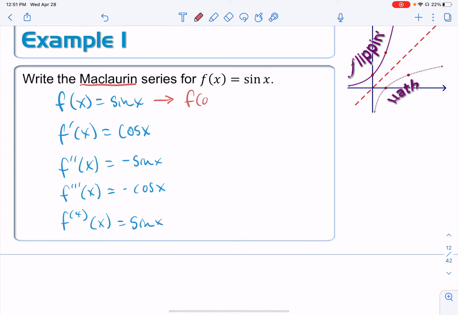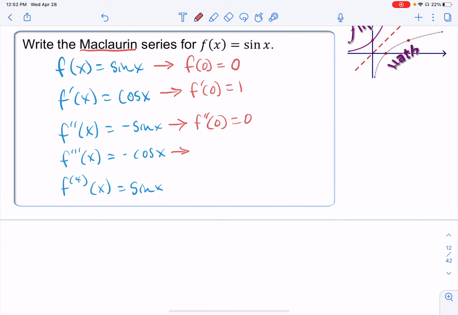So f of 0 is equal to the sine of 0. The sine of 0 is 0. And then I'm going to evaluate the cosine of 0. Cosine of 0 is 1. And then I already know this one's going to be 0 because it's sine of 0. Doesn't even matter. It's negative 0. Come on. Yes, it is.